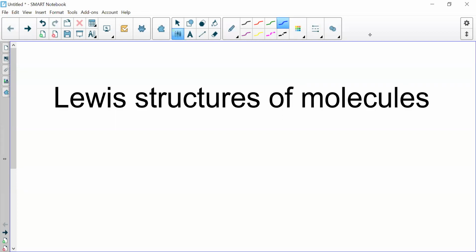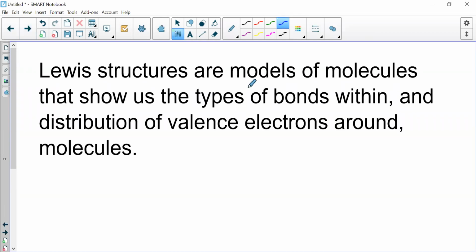Hi everyone. In this video I'm going to talk about Lewis structures of molecules. Lewis structures are models of molecules that show us the type of bonds within and the distribution of valence electrons around different molecules. For example, carbon dioxide, CO2.